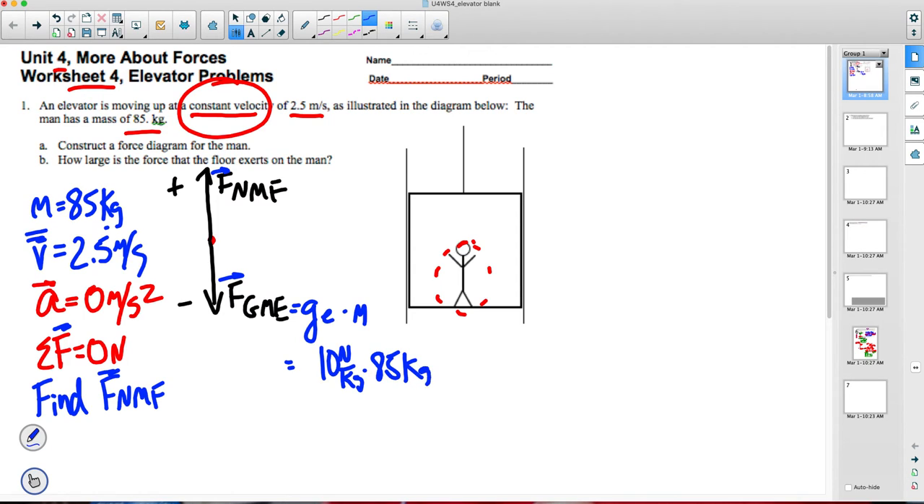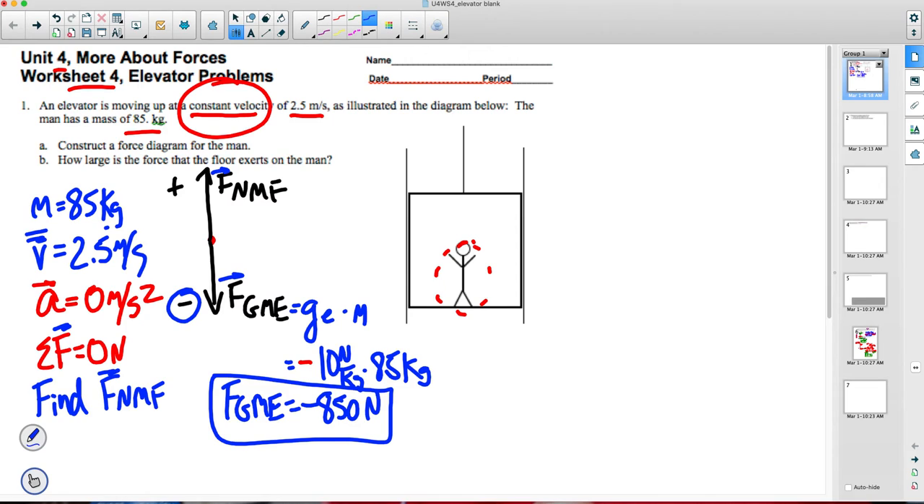But before we go on, we have to remember that we said that gravity was pulling in a negative direction, which means this needs to be a negative 10 newtons per kilogram. And that gives us a result of force of gravity on the man by the earth. 85 times negative 10 is negative 850 newtons.